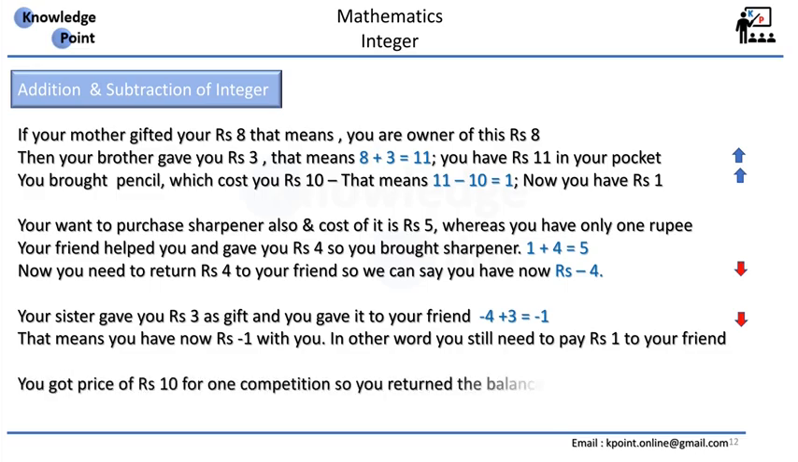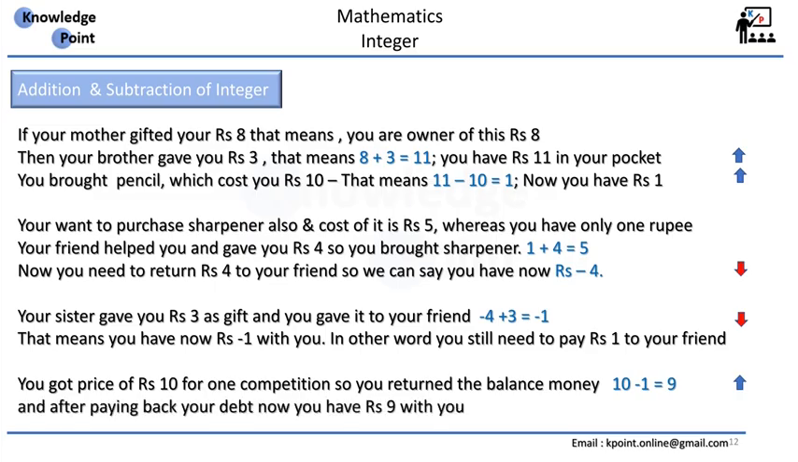You got a prize because you are a clever student. So you got a prize of rupees 10 for one competition. So you return the balance amount. How much balance amount was there? Minus 1. So 10 minus 1, you have 9 rupees in your pocket. So you can see the arrow started moving up. And after paying back your debt, now you have 9 rupees with you.